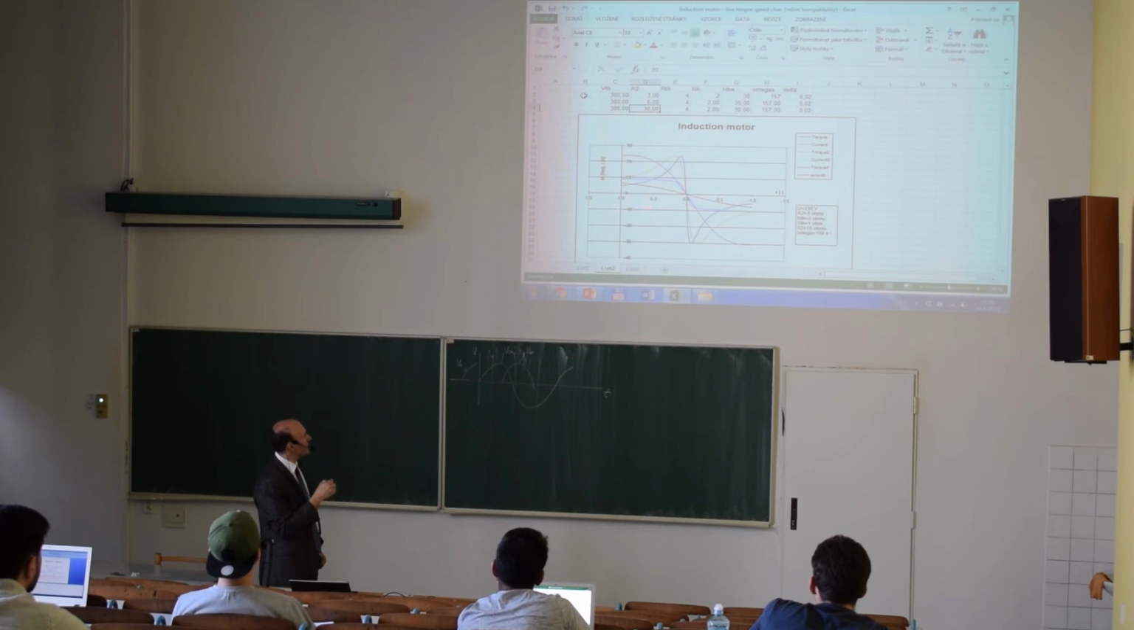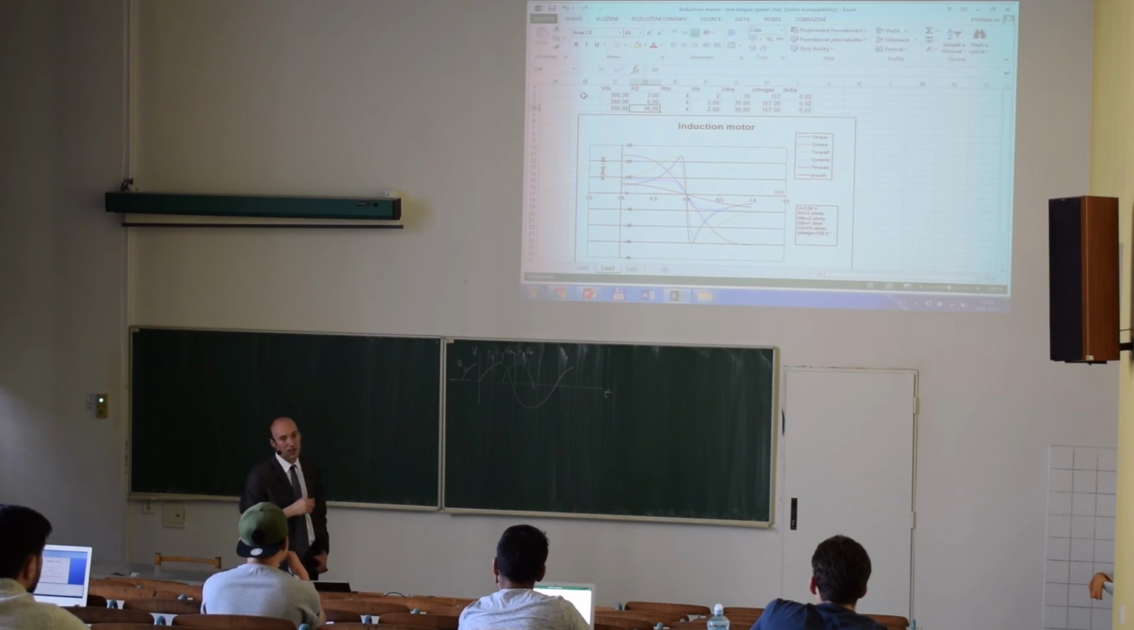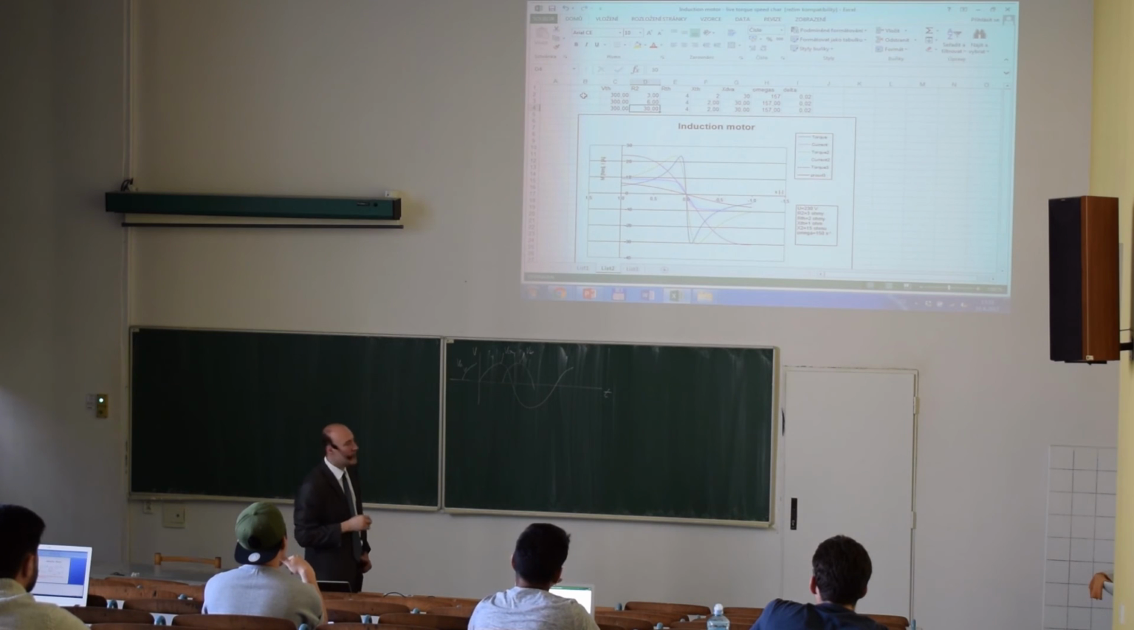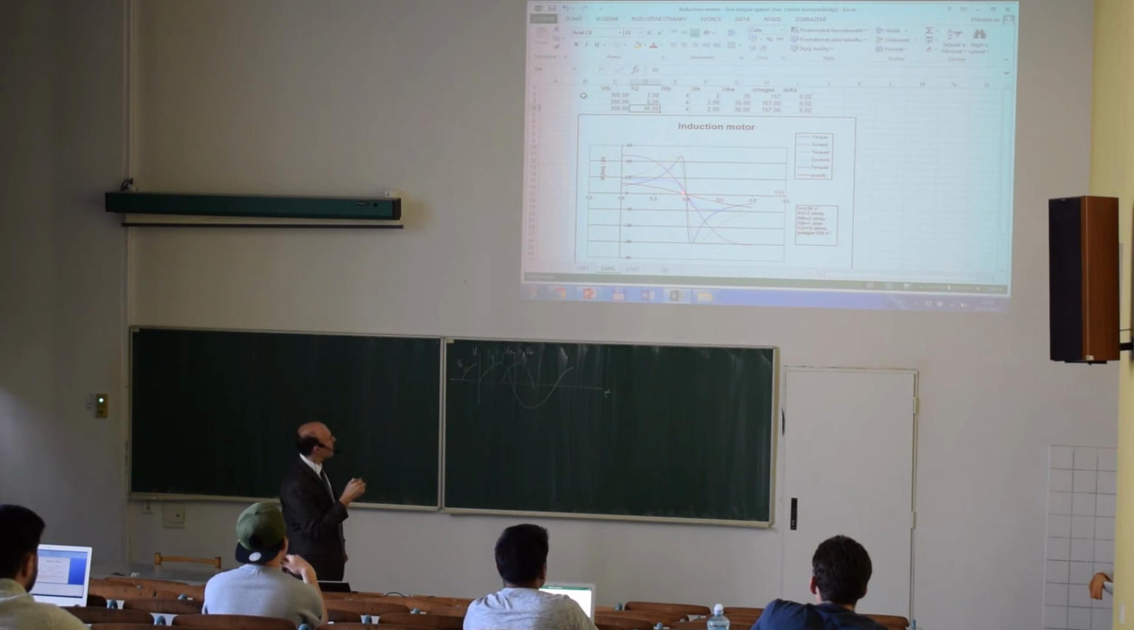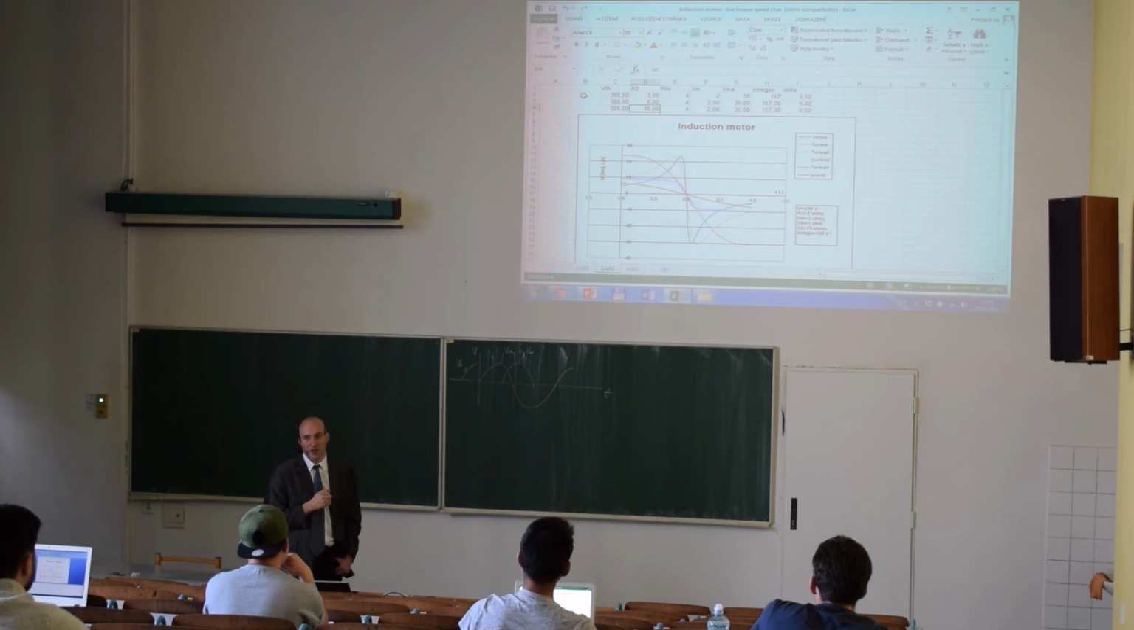On x-axis is slip. Slip is the difference between synchronous speed and the actual motor speed. So when the motor is unloaded, it runs very close to this point, to synchronous speed, and when you load it, the speed is dropping a little bit.